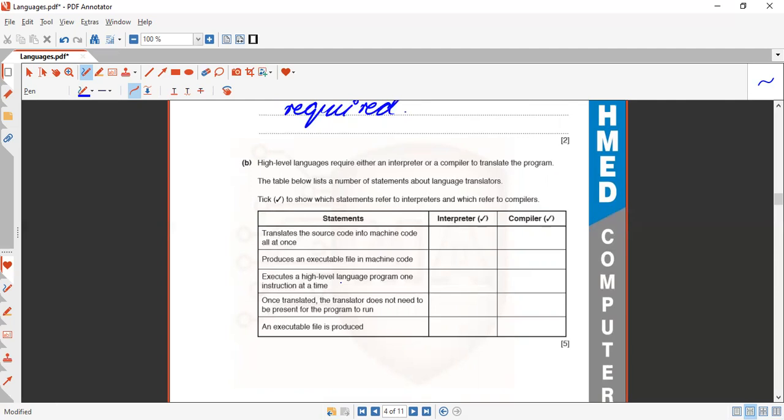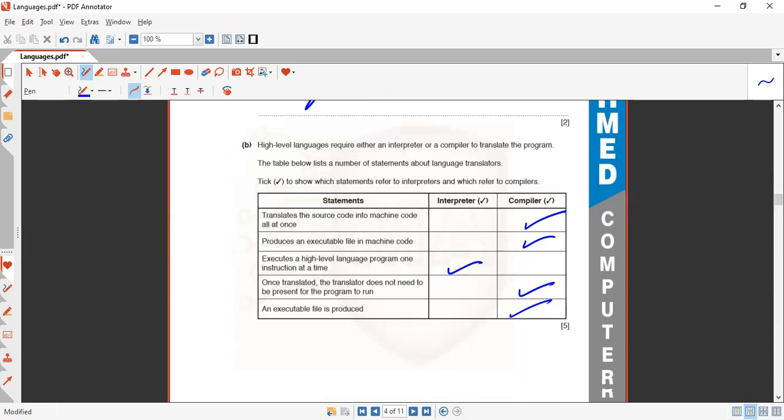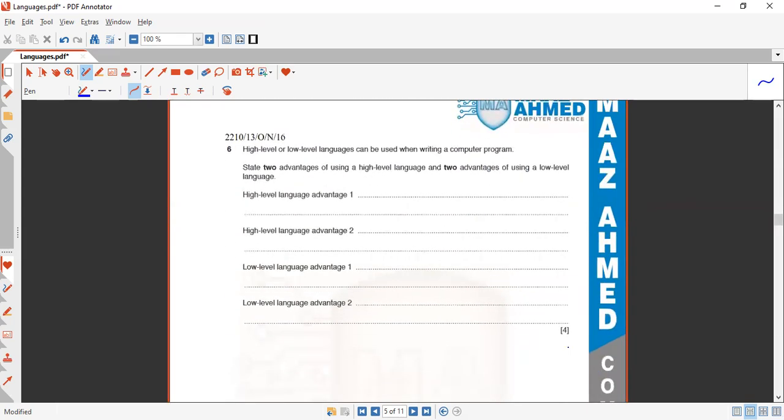Compiler. Compilers, great. Produces an executable file in the machine code. Compiler. Executes a high-level language program one instruction at a time. Interpreter. Once translated, the translator does not need to be present in the program to run. Compiler. Very good, compiler. An executable file is produced. Compiler. Great. Moving to the next question.